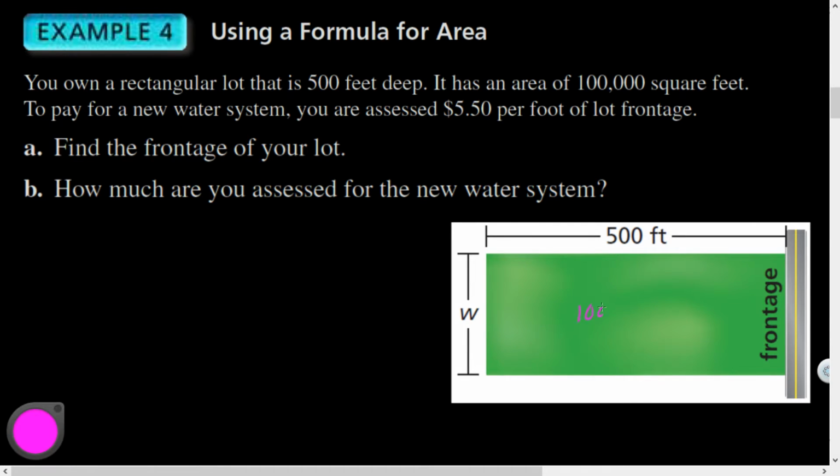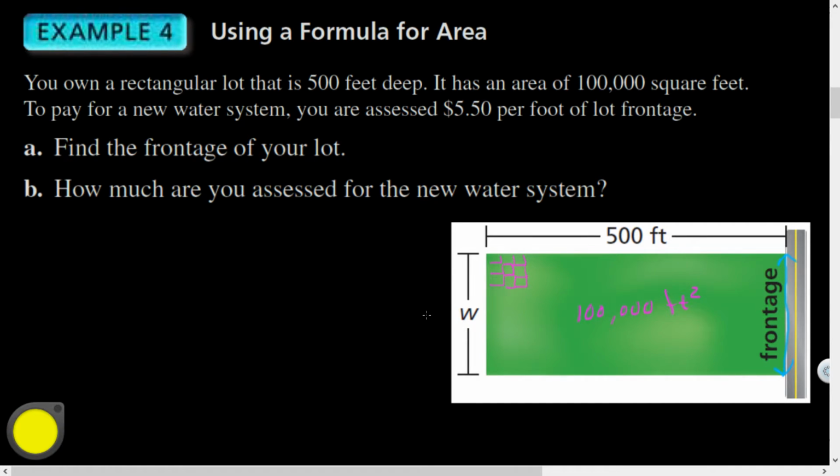So this area is 100,000 feet squared. That's literally the number of little 1x1 squares that I could fit there, where those 1x1s are measured in feet. So 100,000 little square feet fit in there. You pay for a new water system and you are assessed at $5.50 per foot of frontage. So our frontage is going to be this dimension, and our water cost, oddly enough, is based on the frontage of the lot. Don't know why. For part A, find the frontage of the lot.